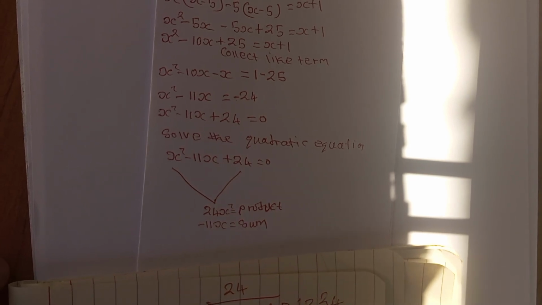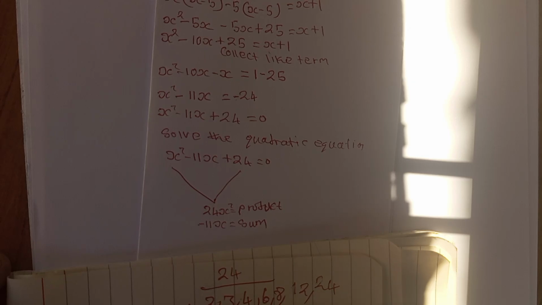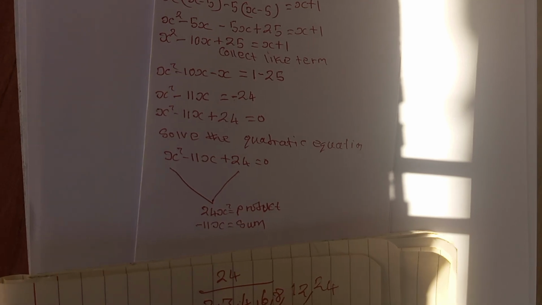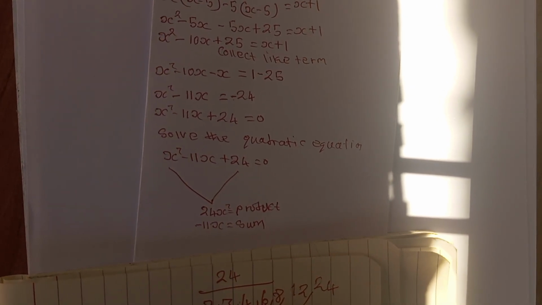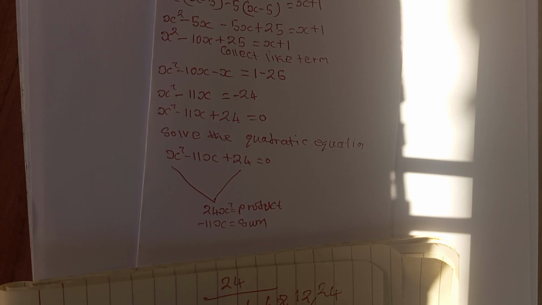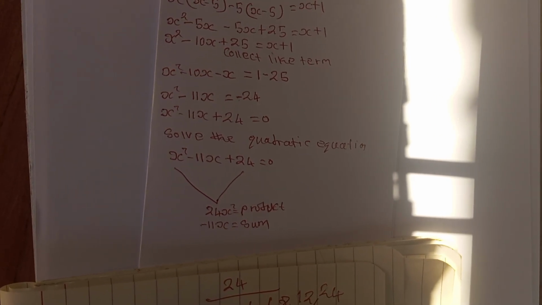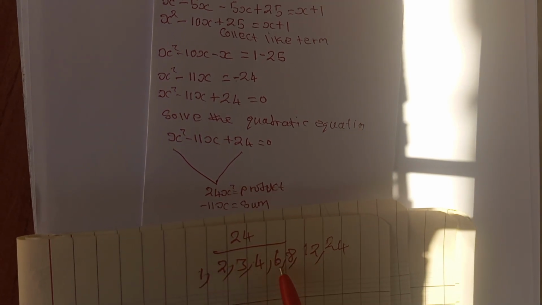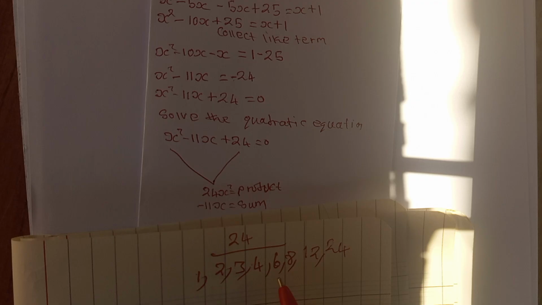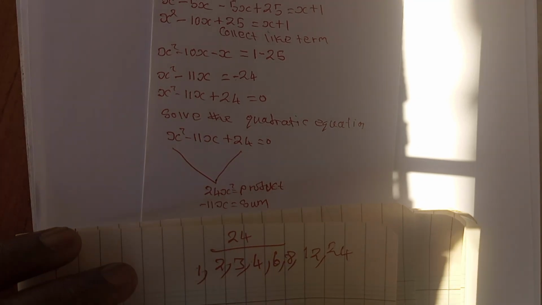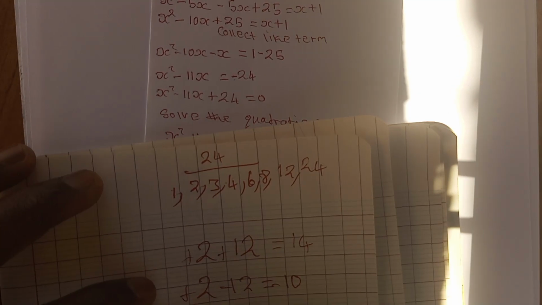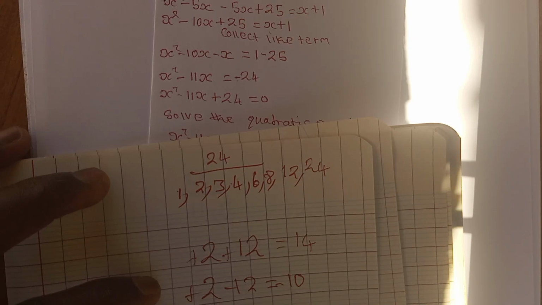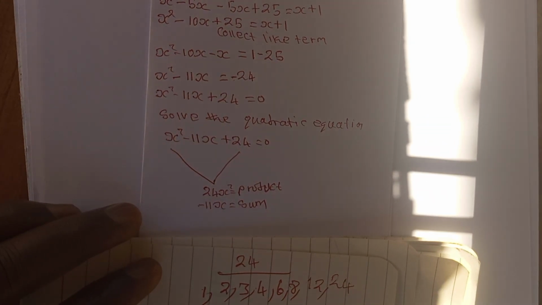Now we take 3 again. 3 times 6 is 18, not 24. Forget about 6. We say 3 times 8. 3 times 8 is 24. So let us see which sign we are going to put so that we can have 11.